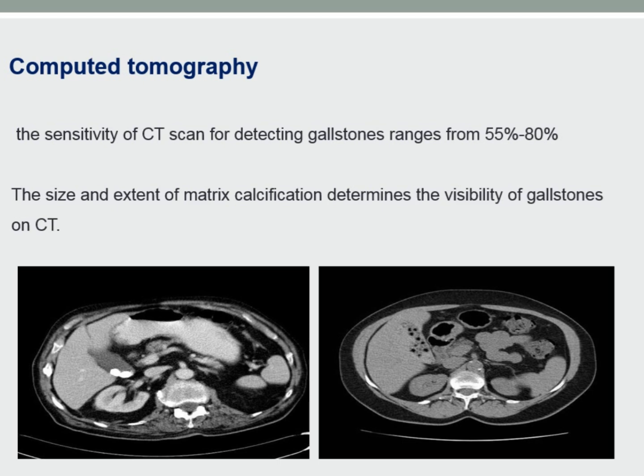Like in this picture, the well-calcified stone is seen here on the CT scan. But in the next slide, there may also be stones in other conditions, for example. What's here?